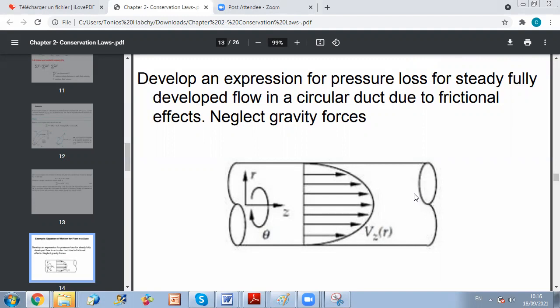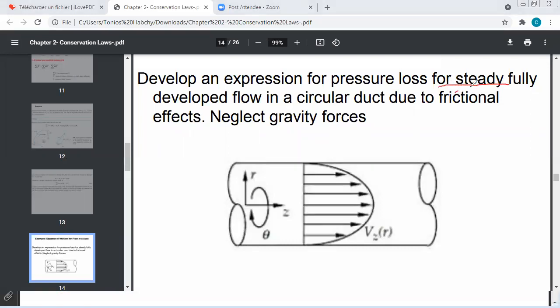So for example, here we will develop an expression for pressure loss for steady, fully developed flow in a circular duct due to frictional effects. They told us to neglect gravity forces. So what is happening here? First, when they say it's a steady flow, steady means that ∂/∂t, any term that is transient with respect to time, will cancel out. So whenever you see the term steady, you will cancel out ∂/∂t in your continuity equation and in your momentum equation.